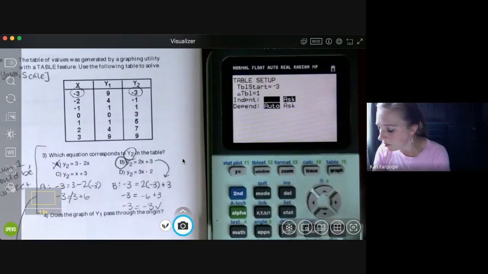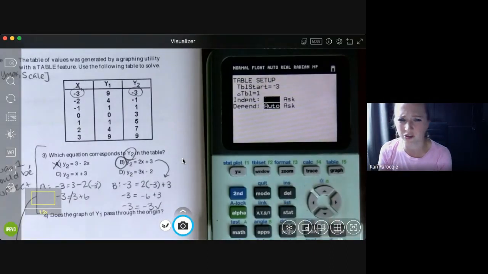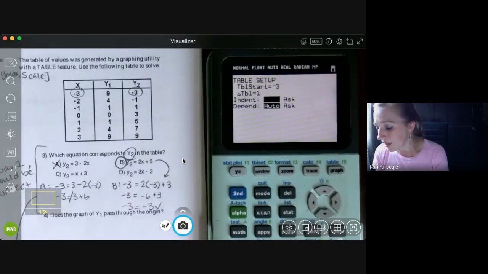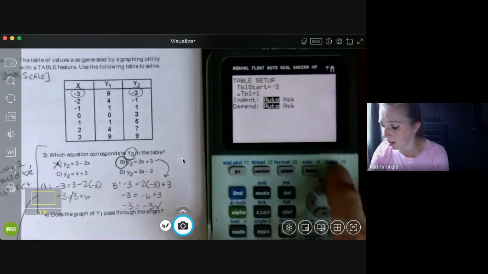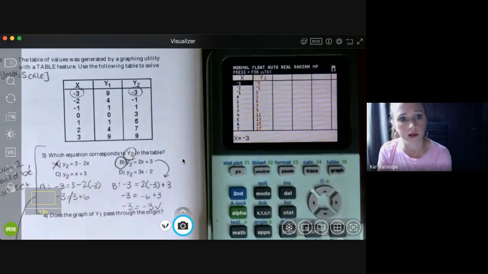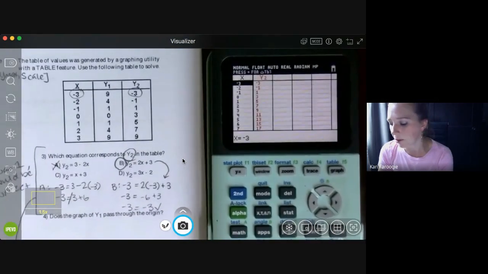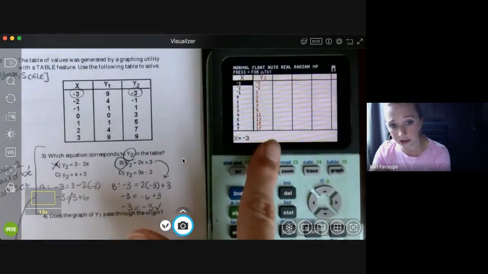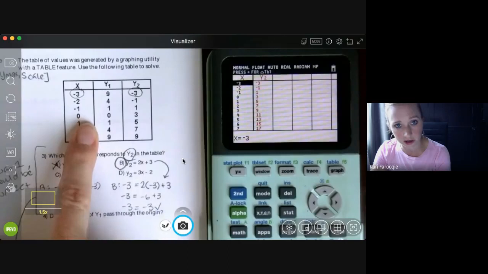And then I'm going to set my independent variable to auto. Your dependent should always be set to auto, but independent, depending on what you're looking for, you might want to switch back and forth. And then I'm going to go to the table. So to go to the table, I'm going to hit second, graph, and that's going to get me to my table. Now, note that we're going to see the exact same values in our table on the calculator as we saw here on our sheet.